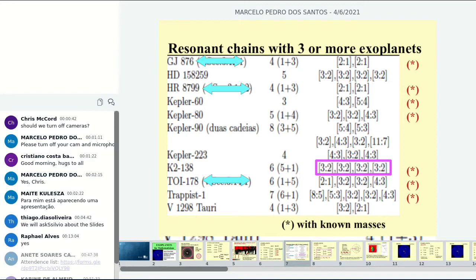chains. I have put a star in some of them to indicate those whose masses are known, because when the masses are not known, it's very difficult to make a good study of the system. Let's start with this that I have marked with light blue on the left. I will consider some of them separately.